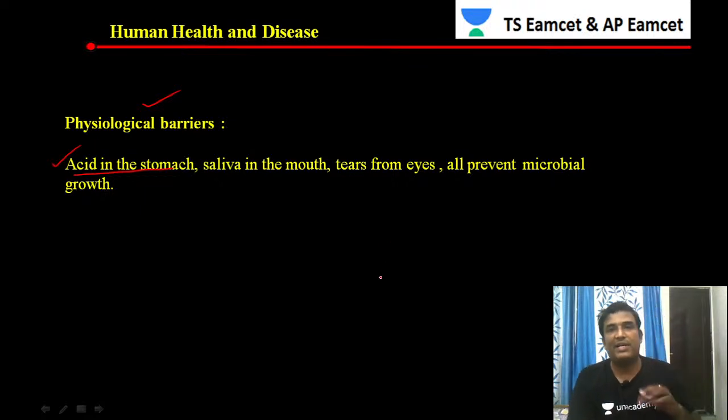So in the stomach, when bacteria enters, we have acid in the stomach, HCl. So HCl also kills the bacteria.